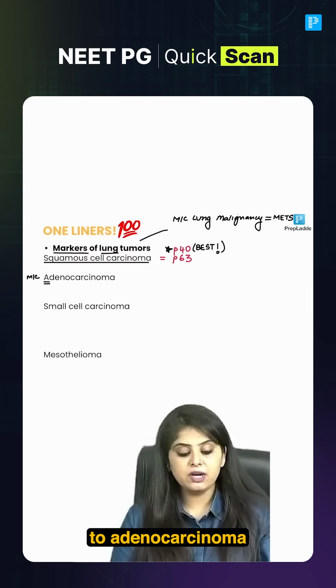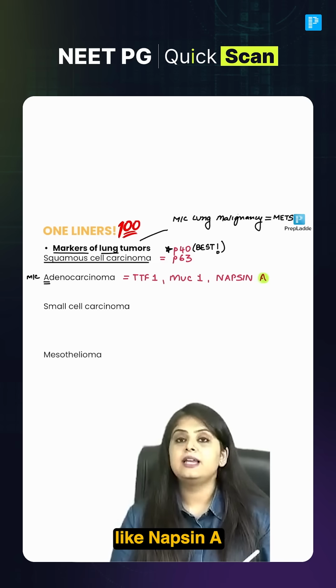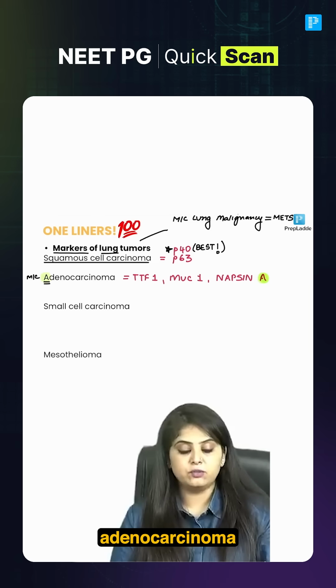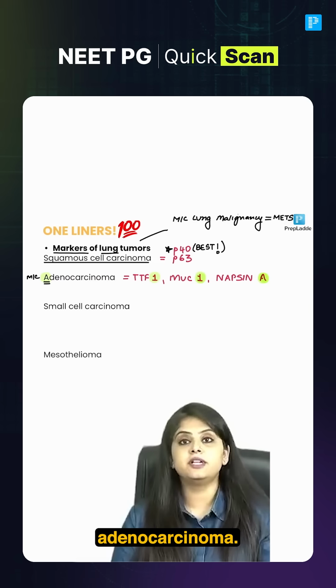Now coming to adenocarcinoma, A for adenocarcinoma, all the A and 1 wale markers like napsin A. For adenocarcinoma, A is the first alphabet, so MUC1 for adenocarcinoma, TTF1 for adenocarcinoma.